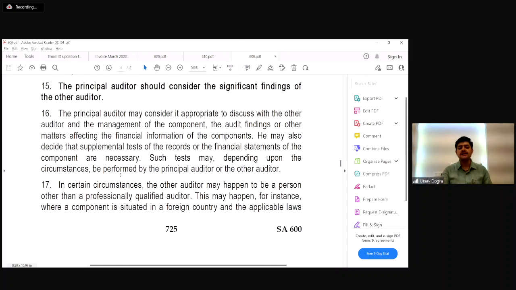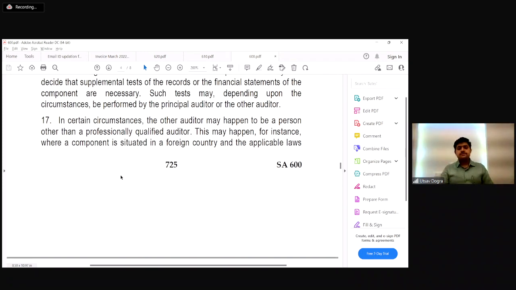So he may also decide that supplementary tests of the records of the financial statements of the components are necessary. Such tests may, depending upon the circumstances, be performed by the principal auditor or the other auditor. Likewise, as I have already told you, he can also ask the other auditor to do some extra procedures in order to frame his own opinion.